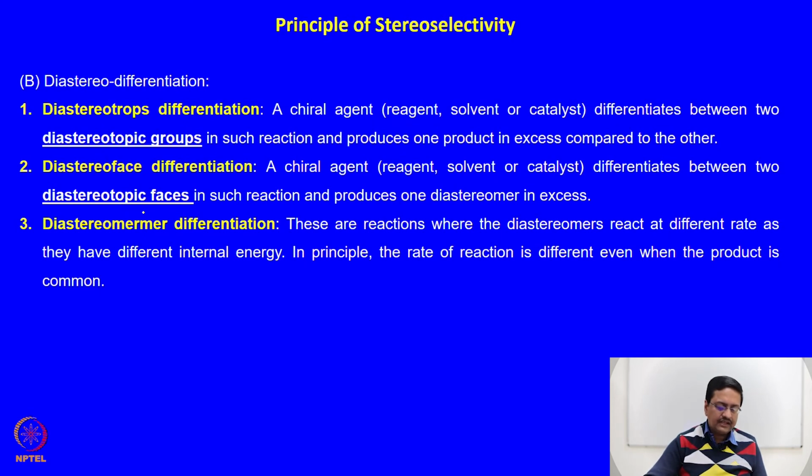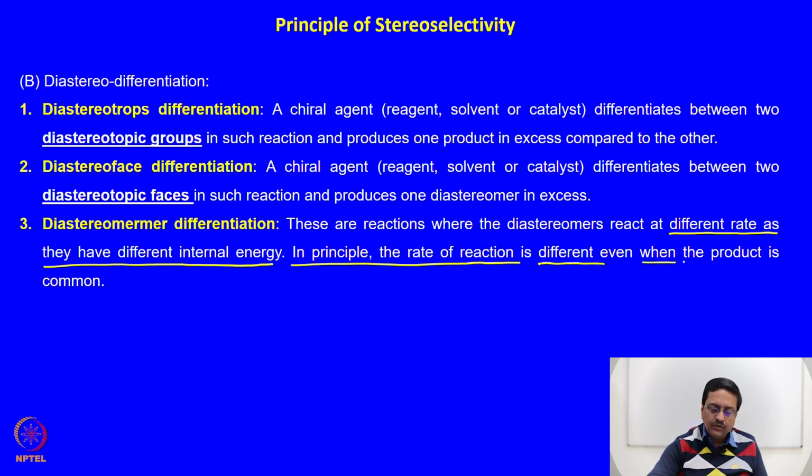The last type, diastereomer differentiation, happens when the diastereomers react at different rates as they have different internal energy. In principle, the rate of reaction is different when the product is common in both the reactions. So this is very important for you to understand.